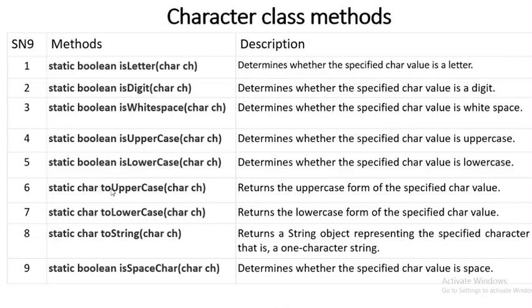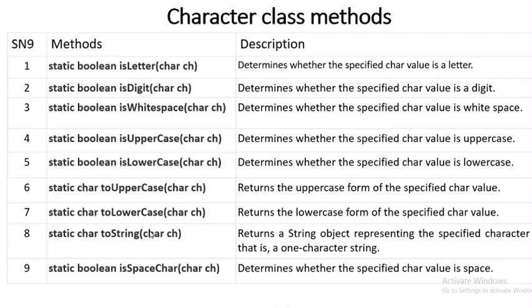The return type is char, toUpperCase(char ch). Whatever the ch variable holds, its value will be converted to uppercase. It returns the uppercase form of the specified char value. Opposite to that, toLowerCase: this ch value, this character, will be converted to lowercase after execution of this method.